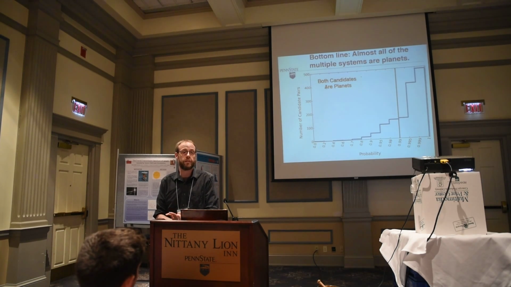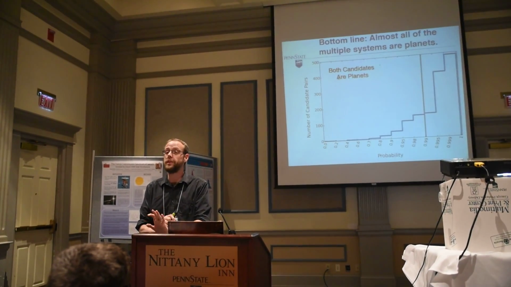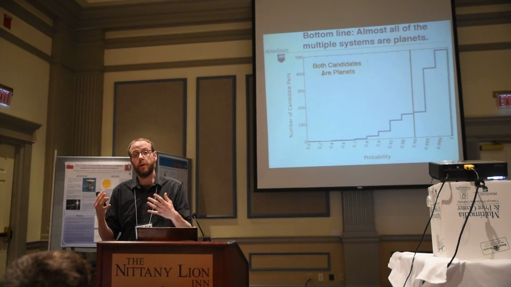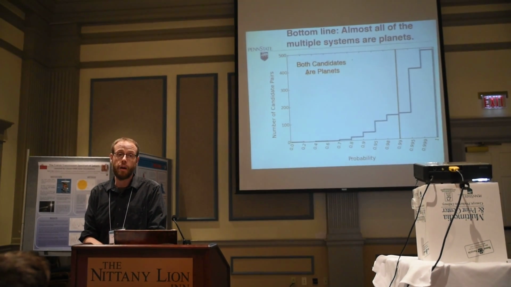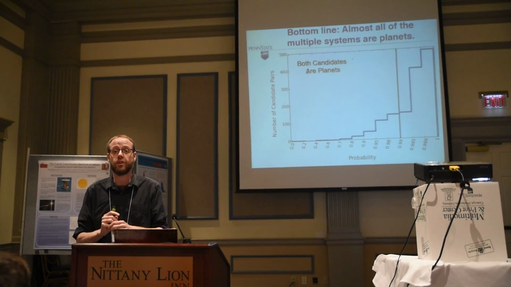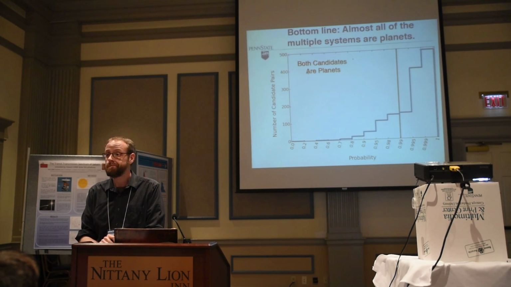So the bottom line is, as we'd expect, most of the Kepler multis are actually planets, but a few of them may be misplaced. They may be around a different star than what we think it is. And I will stop there since I'm out of slides.